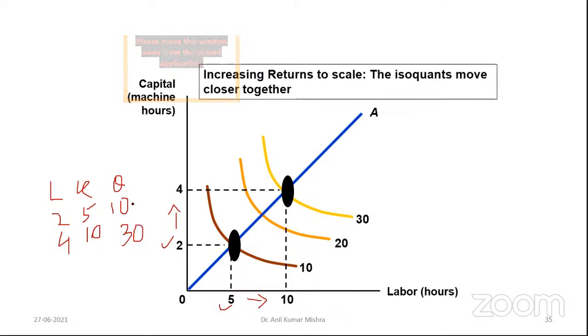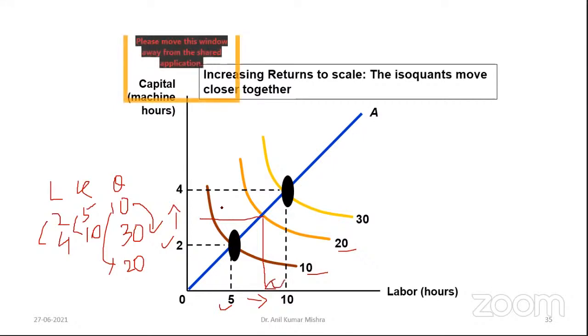Then what is the change in productivity? Productivity increases 3 times. If you increase labor and capital 2 times, then output increases more than 2 times. Therefore, it is called increasing returns to scale. In another way, if our target is to increase the output 2 times, let's say to 20, then moving from 10 to 20, how much labor and capital are required? We have to use less than 2 times of labor and less than 2 times of capital to produce 20 units of output. That is called the law of increasing returns.